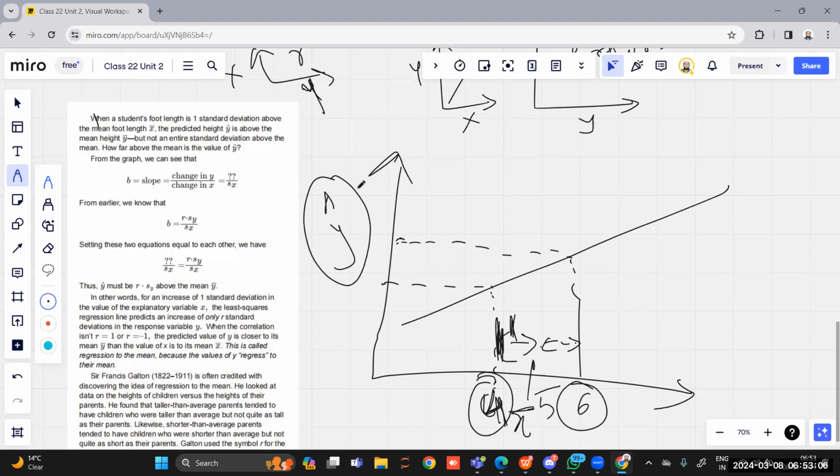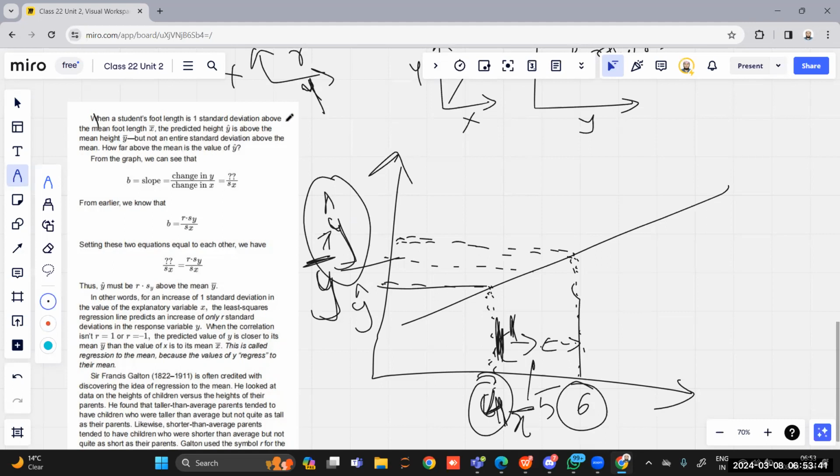What he is trying to explain is that the predicted height y hat is above the mean height y bar. If the standard deviation is to the right, the y hat will be above y bar. Yes or no? And if it is one standard deviation to the left, then the y hat will be below y bar. You got that, Zaid? It's very easy.